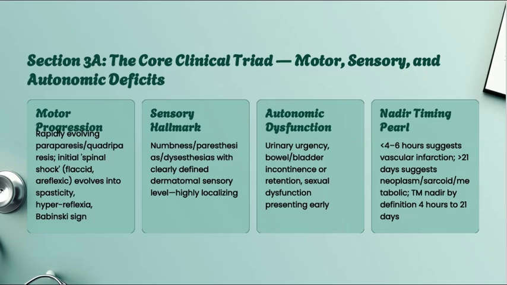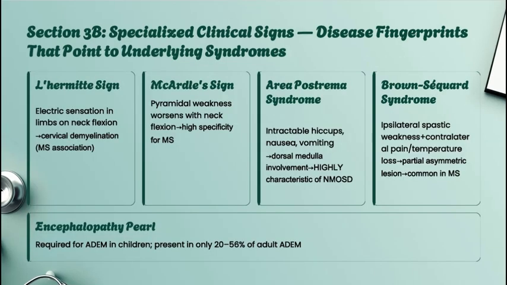Classically, inflammatory myelitis reaches its nadir between 4 hours and 21 days. This temporal framework is extremely useful in examinations and real practice. Certain clinical signs provide important diagnostic clues because they strongly suggest specific underlying syndromes.